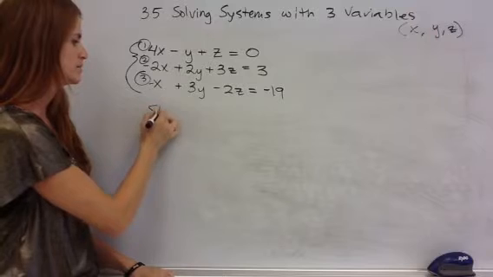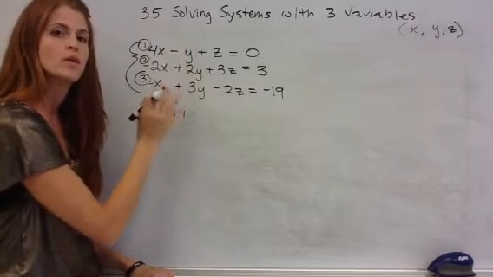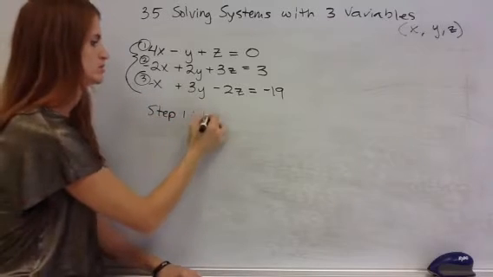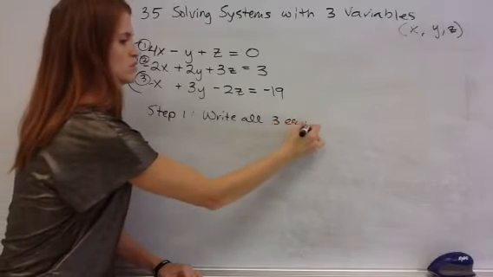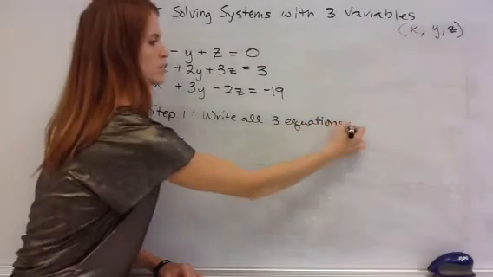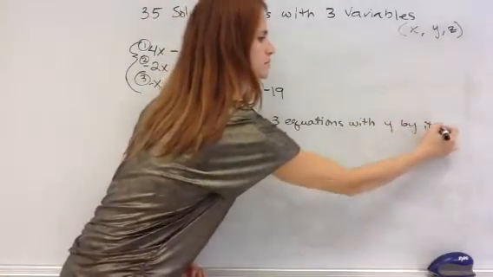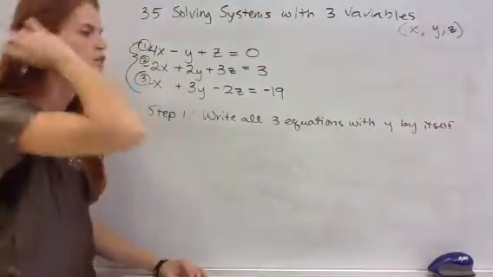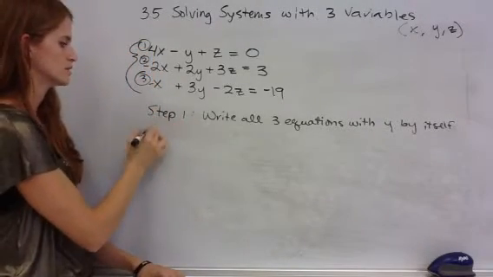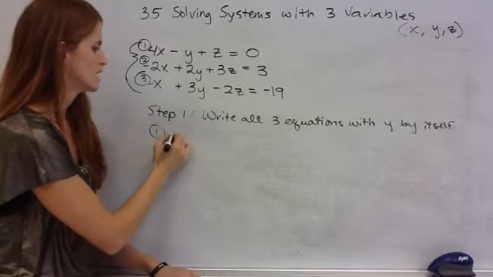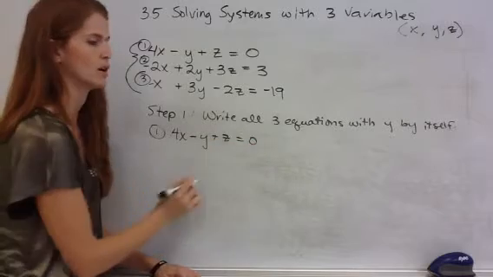Step number one is to write all three equations with y by itself. So I'm going to write them with y by itself. So let's start off with equation 1, 2, and 3. How about equation 1? It's 4x minus y plus z equaling 0.